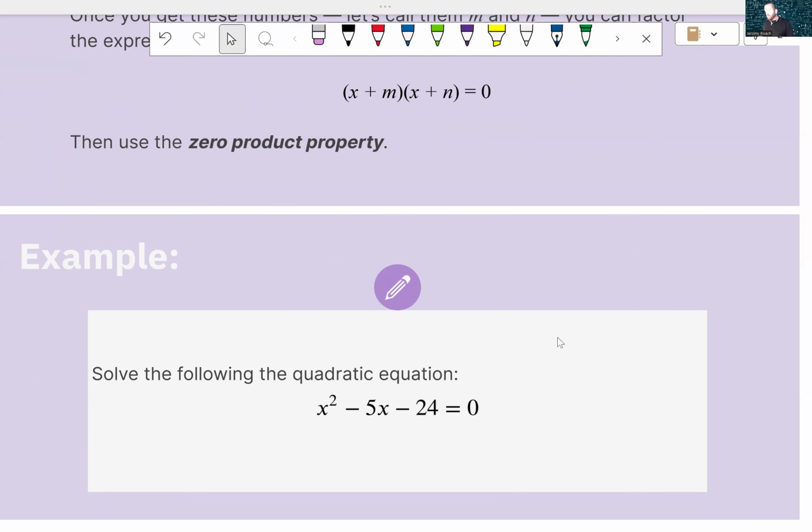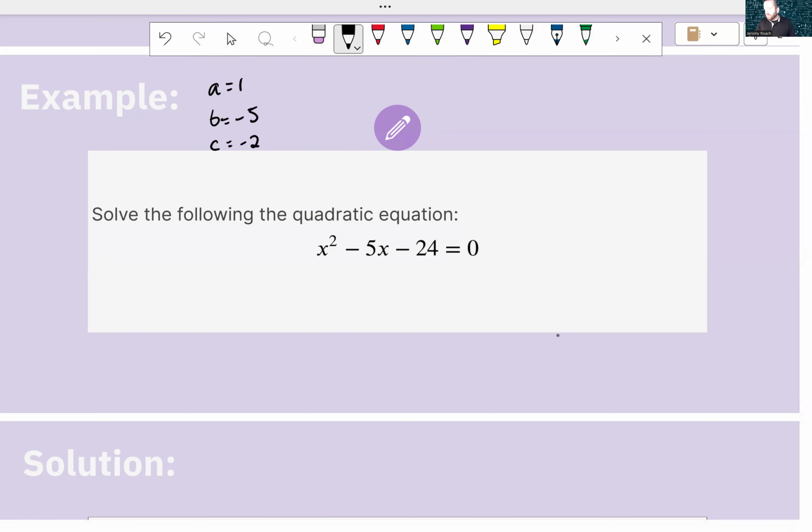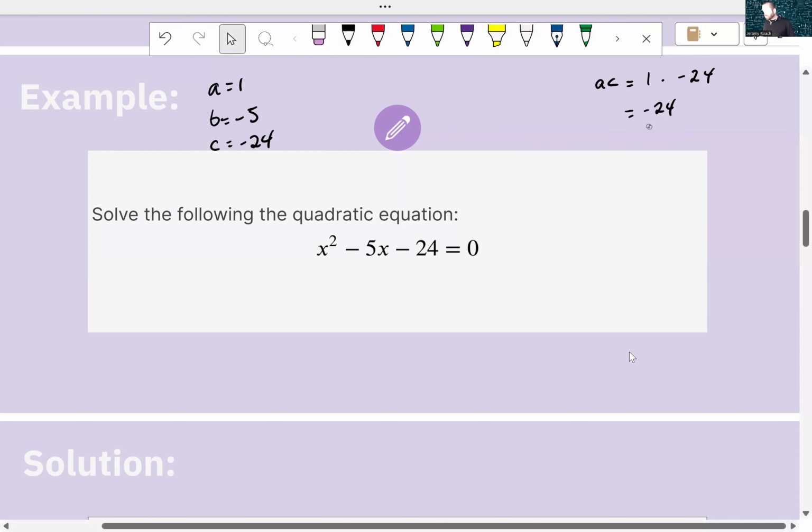Let's take a look at this example here. So here we have x squared minus 5x minus 24. In this case, a equals 1, b equals negative 5, and c equals negative 24. So the first step, we're going to do a times c, and that equals 1 times negative 24. A times c is negative 24.